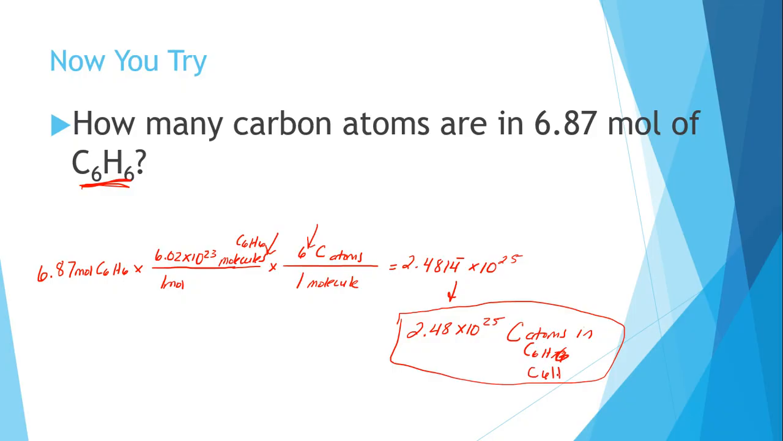Let's write that again so people can see it a little bit more clearly. C6H6. And that's the end of today's lesson.